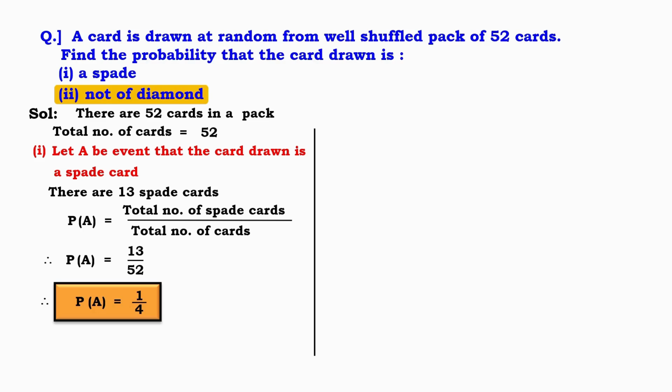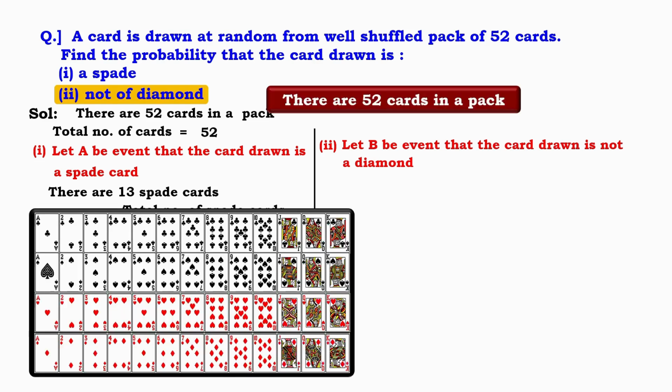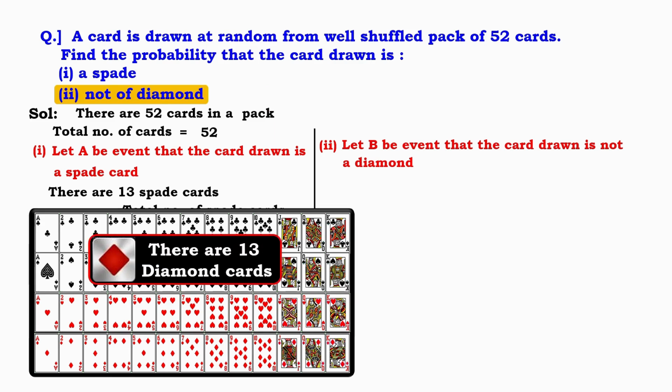Now coming to part 2. The probability that the card drawn is not a diamond. So let B be the event that the card drawn is not a diamond card. There are 52 cards in the pack. Now there are 4 types of cards. One is spade, one is club, another is heart, and then we have the diamond. So now there are 13 diamond cards, right?